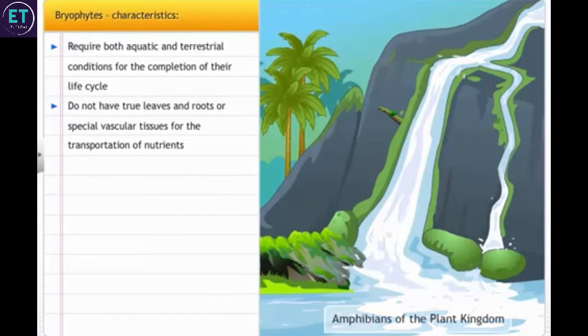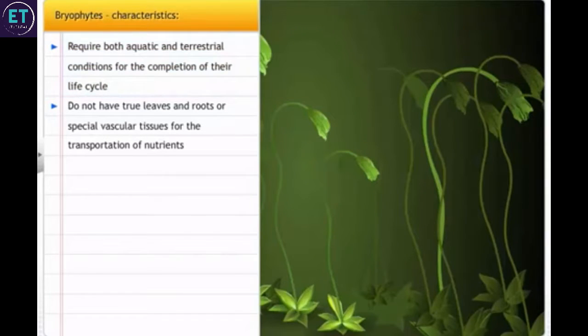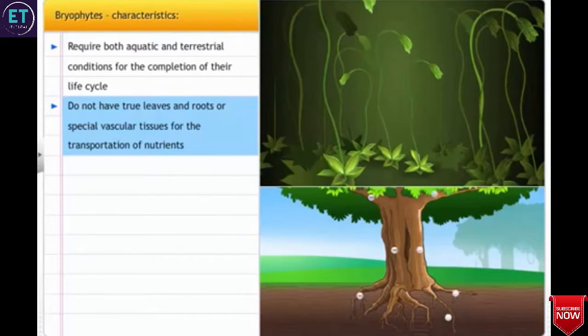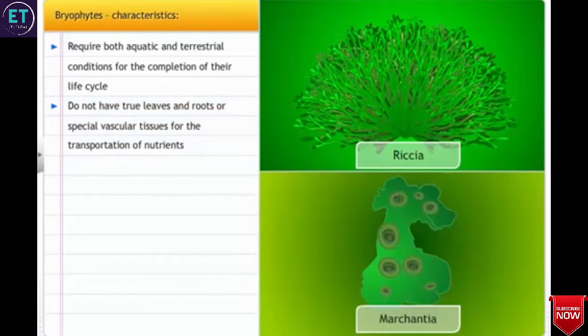Bryophytes are often called amphibians of the plant kingdom, as they require both aquatic and terrestrial conditions for the completion of their life cycle. Their body is differentiated to form stem and leaf-like structures, but not true leaves and roots. Vascular tissues, which are special tissues for the transportation of nutrients and water, are also absent in bryophytes. Bryophytes include Riccia and Marchantia.